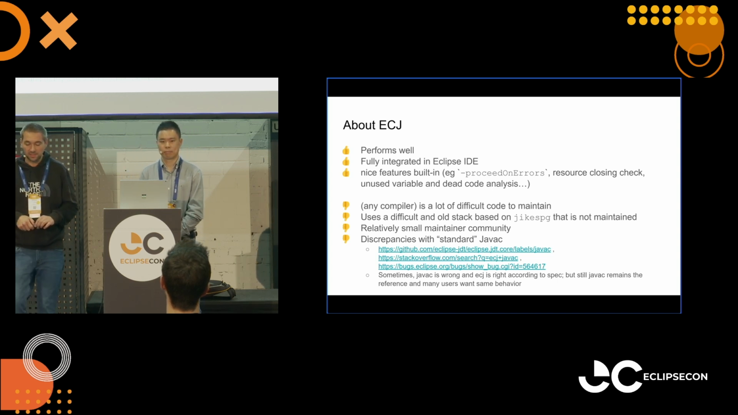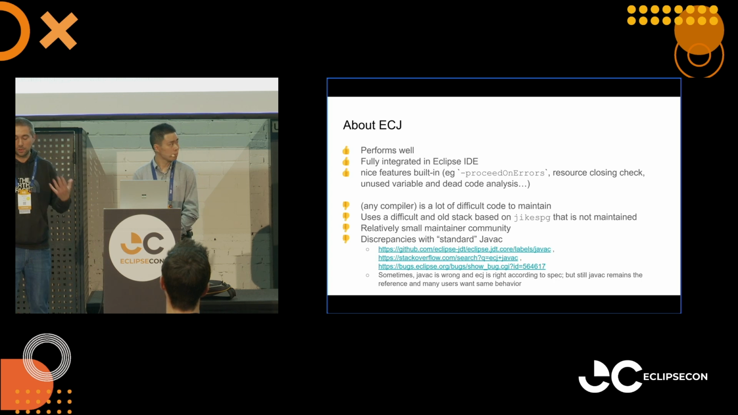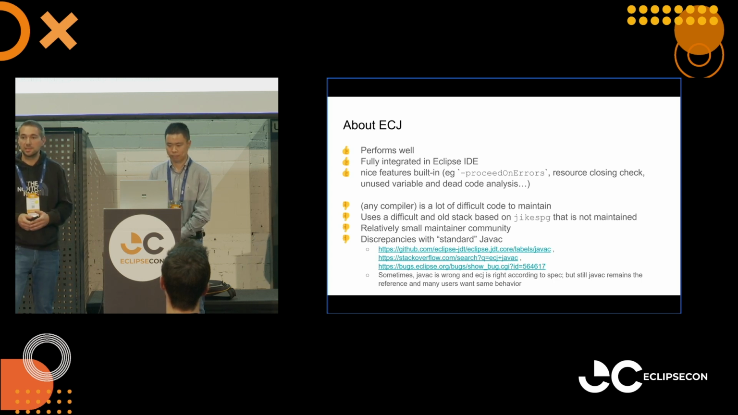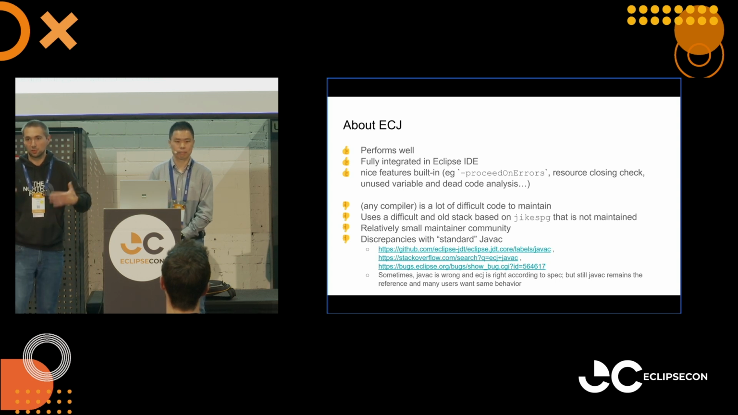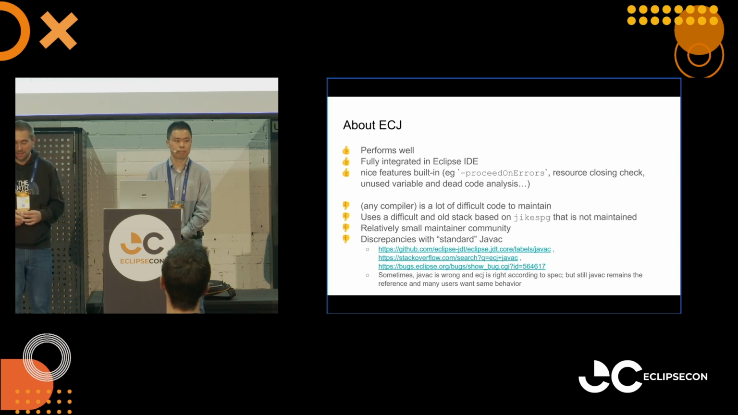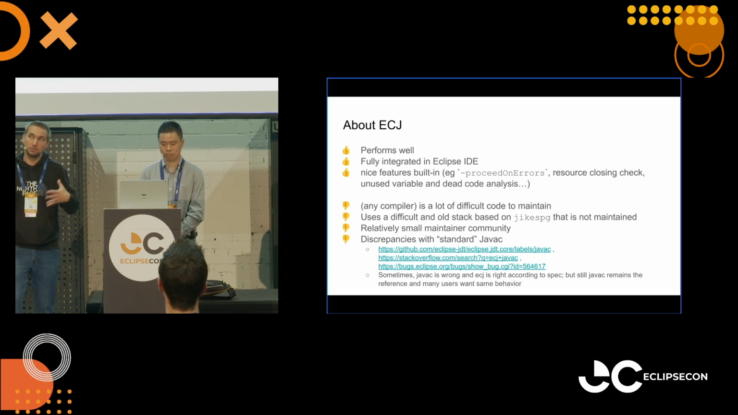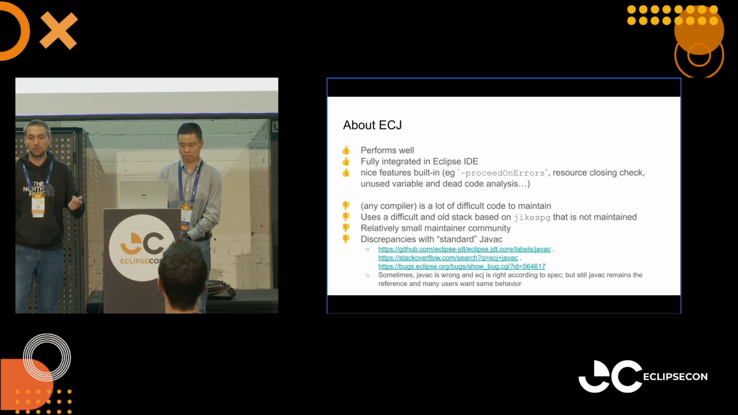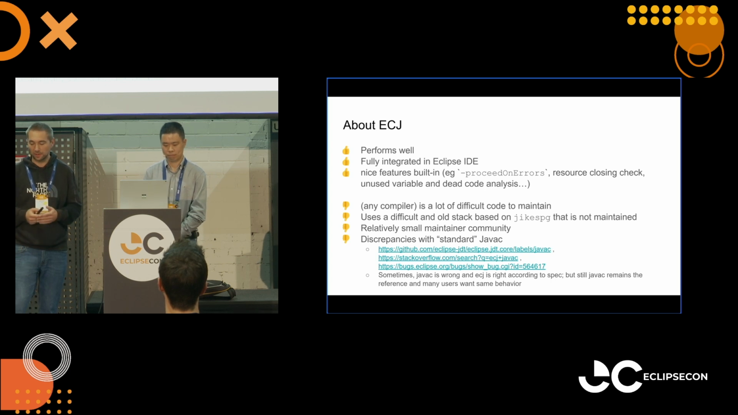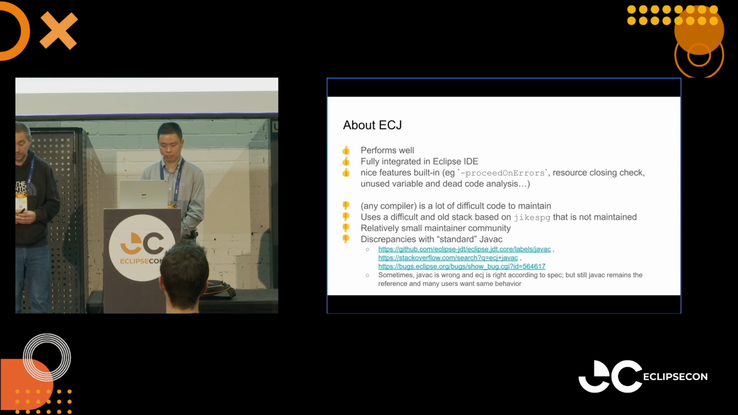But there are some drawbacks about ECJ. When we want to improve it, ECJ, like any compiler, is a lot of difficult code to maintain, so it requires a good skill set, which is not so common. One particularity of JDT is that the parser uses JikesPG, which is also a tricky technology to use, which is not so hip, so it's hard to find documentation to use it well. So that adds to the difficulty. The maintainer community is rather small, especially for the difficulty of the project. It's really very few people who can help efficiently.